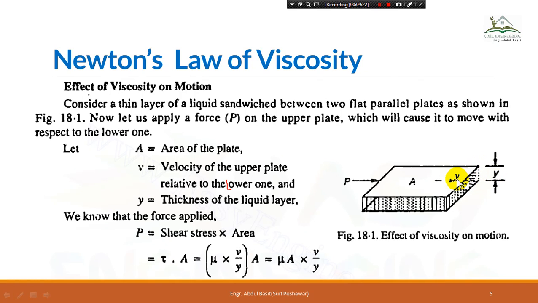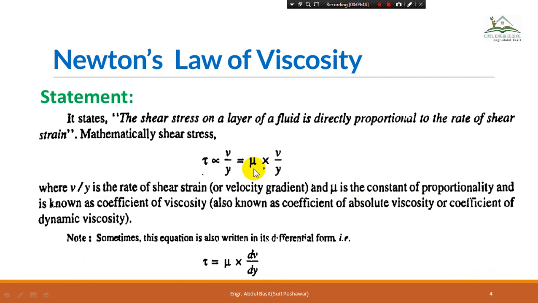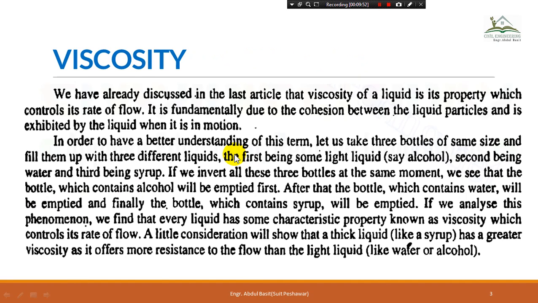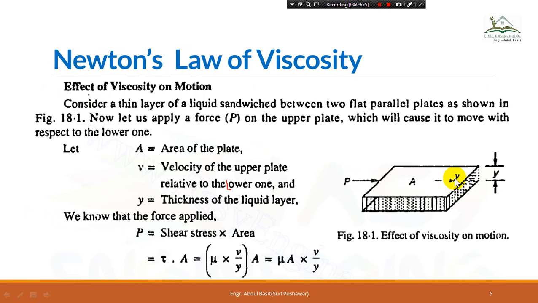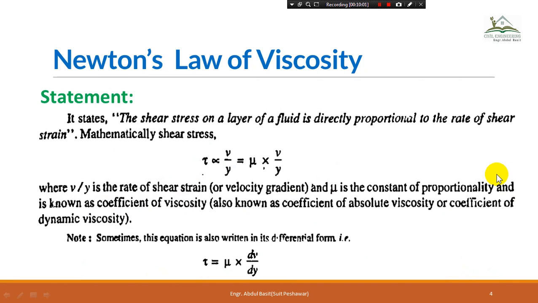And v is the average velocity of one layer and the average velocity of the other layer. The difference between these two velocities is v, and A is the area. So the shear force required to slide this layer over the other layer will be tau. Tau is the shear force. It is directly proportional to the velocity, this one, and inversely proportional to this y.